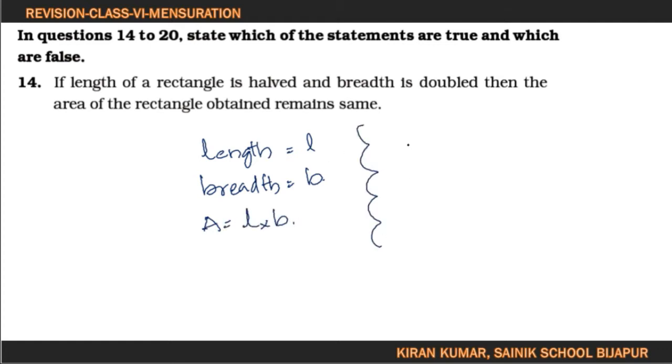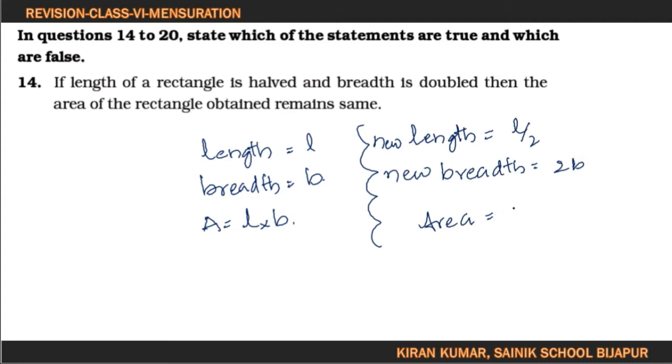This is one case. In the next case, if the length is halved, the new length will be L by 2, and the new breadth is doubled, so it becomes 2 times B. Now in this case, area will be L by 2 into 2 times B. 2 and 2 will get cancelled, we'll be getting L into B. So area will remain same. Since area is same, the statement is a true statement.